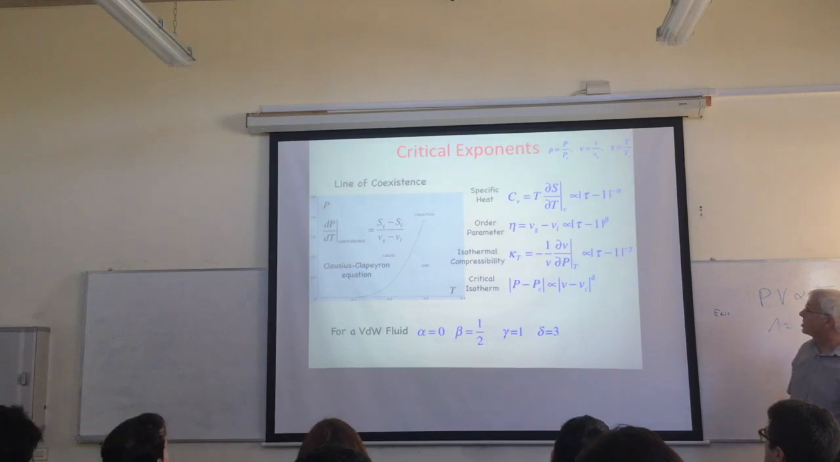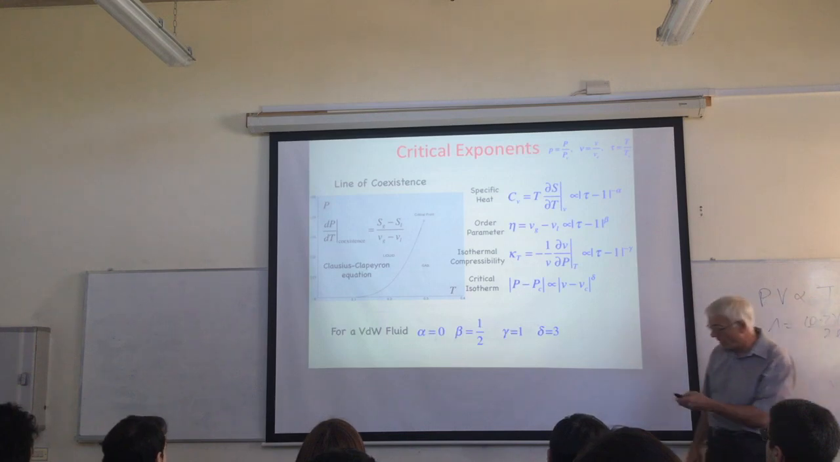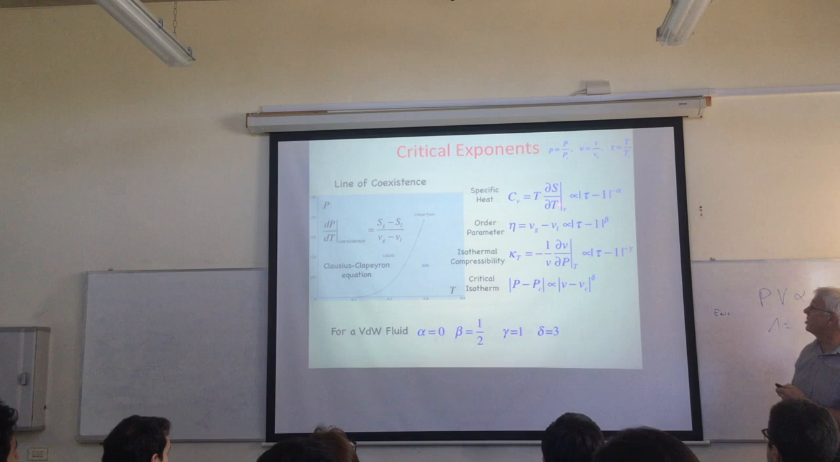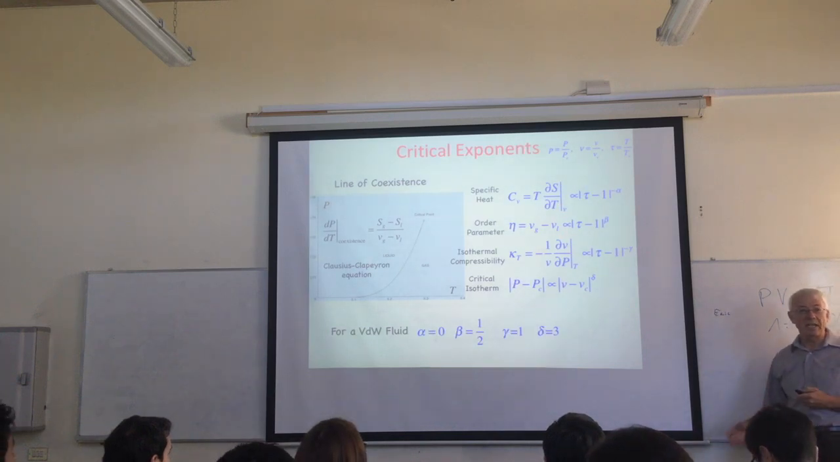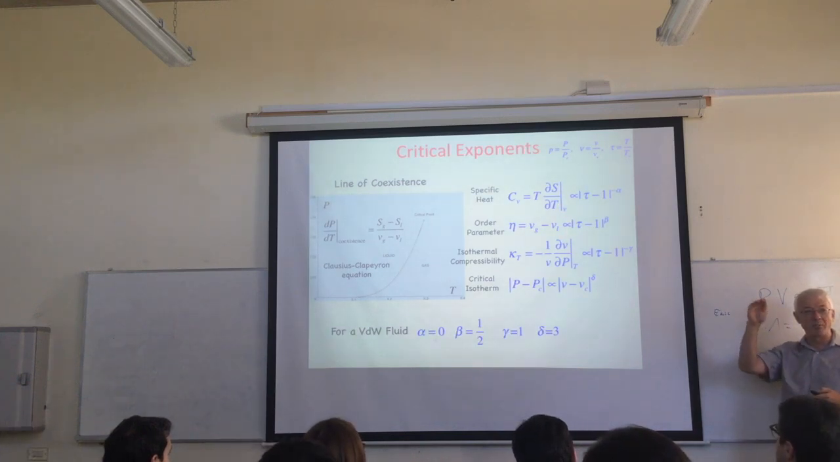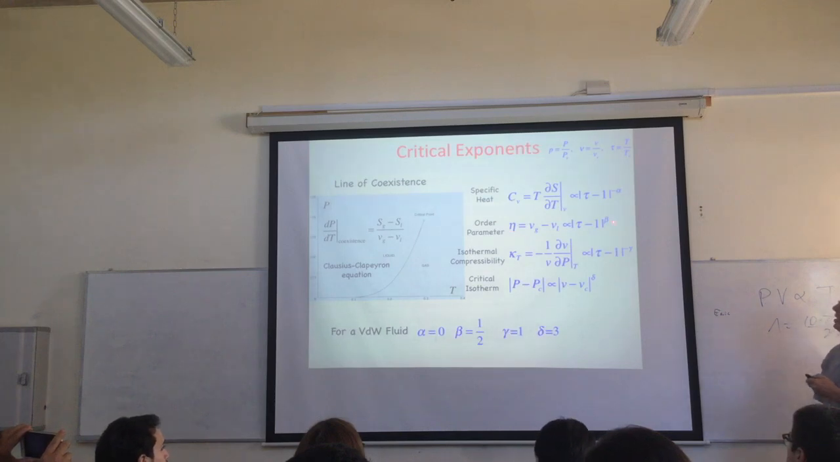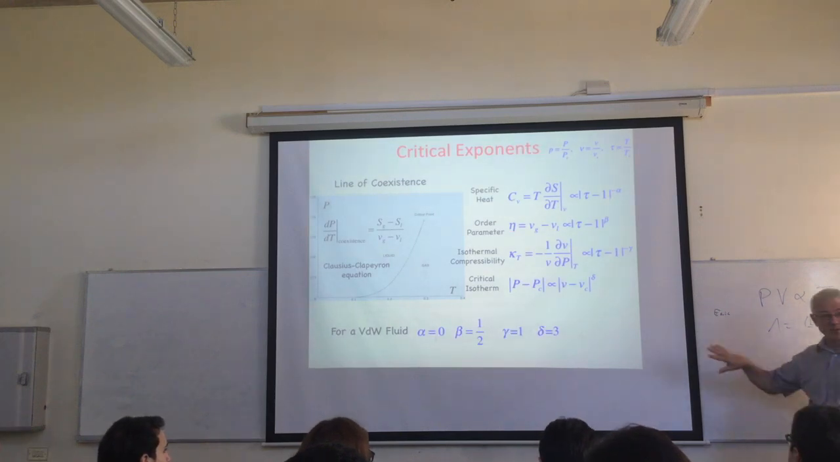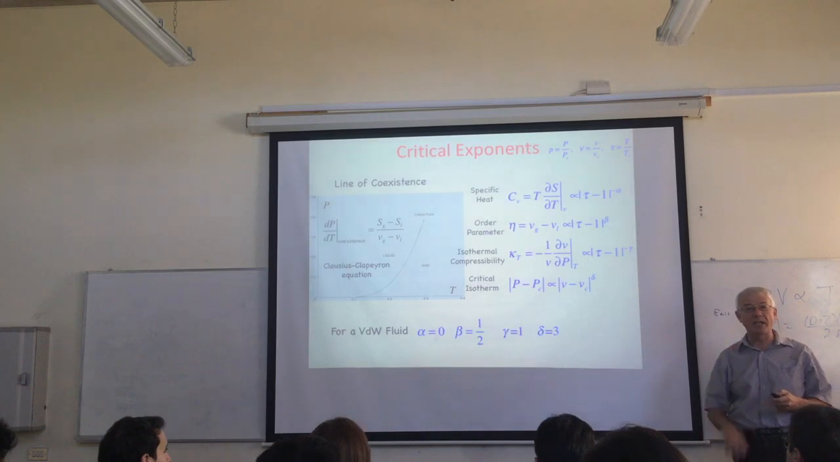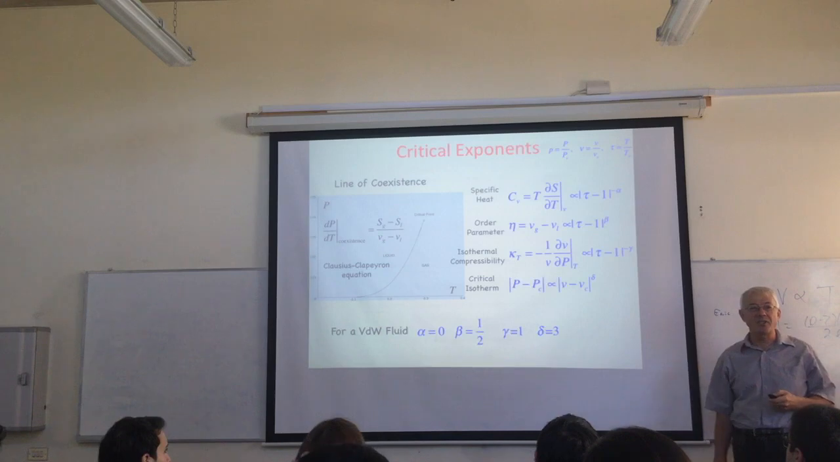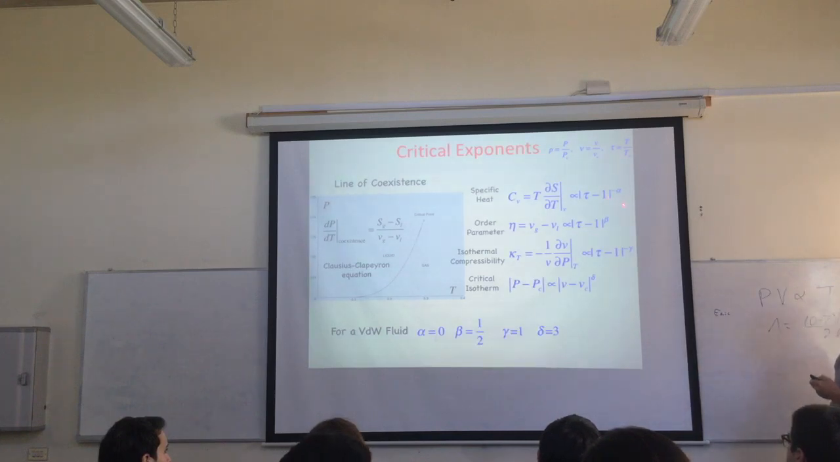Okay, the critical exponents, we're going to be seeing them a number of times, so I'm just going to tell you what they are. The specific heat is T dS/dT at constant volume, and near criticality, if you remember, tau is temperature over critical temperature. In general, you find you can write this as tau minus 1 to some exponent negative alpha. The specific heat diverges at criticality, and it diverges like some power of T minus T critical, and we call that power alpha.